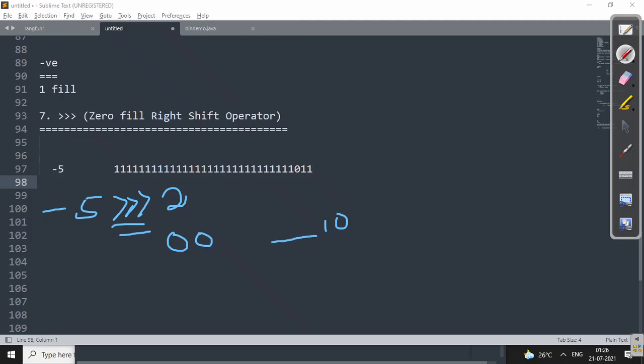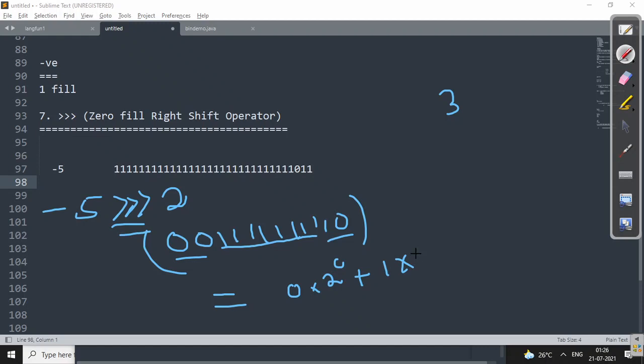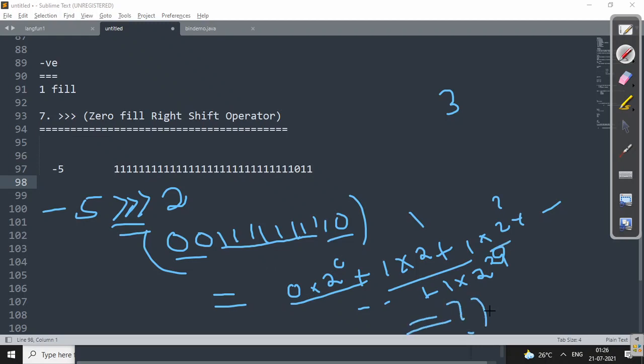So how many ones will be here now? 2 and 2 are 4. Remember, 32 minus 4, so 28 ones are there. If I want to convert this, how do I convert? We can convert like 0 into 2 to the power 0 plus 1 into 2 to the power 1 plus 1 into 2 to the power 2, and it will go on up to 1 into 2 to the power 29. So you need to calculate all these values, and the final value will be a bigger value. I hope you can understand this one.